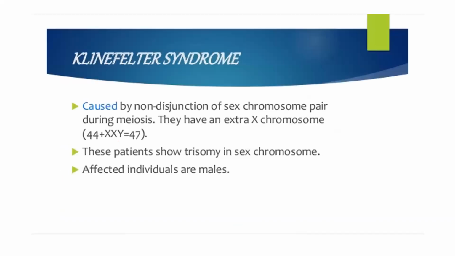Klinefelter syndrome is caused by non-disjunction of the sex chromosome pair during meiosis. They have an extra X chromosome, so 47. These patients show trisomy in sex chromosomes. Affected individuals are actually males. What may be the symptoms? Several feminine characters like sparse body hair and enlarged breasts. Their testicles remain small. Their voice may not be as deep, and they have an abnormal body proportion. For treatment, they can be given testosterone for sexual development.